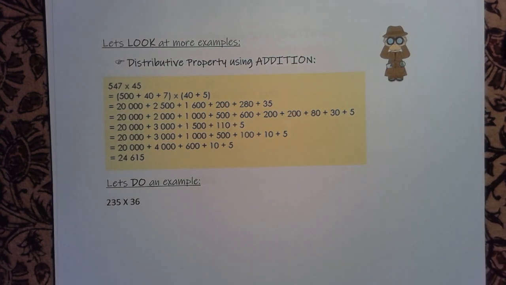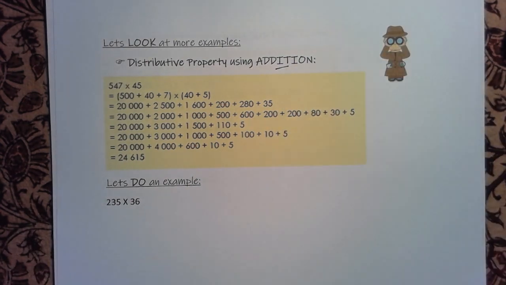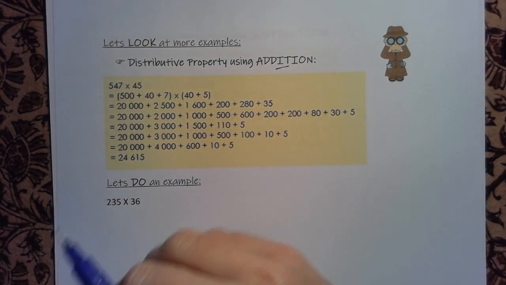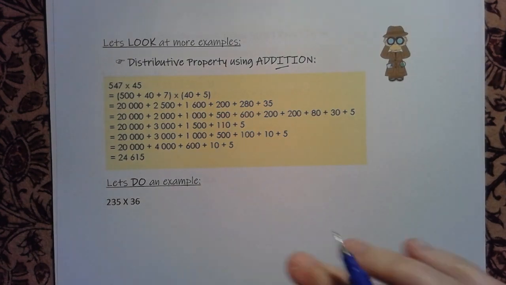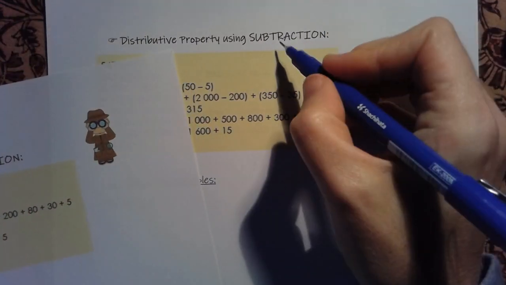Okay, so we're going to look at another example of using the distributive property with multiplication, but we can actually divide it into two methods, two groups of methods. So the one is when you use addition, when you add, and the other one is when you use subtraction. Okay, so that's the next page I'm going to show you.